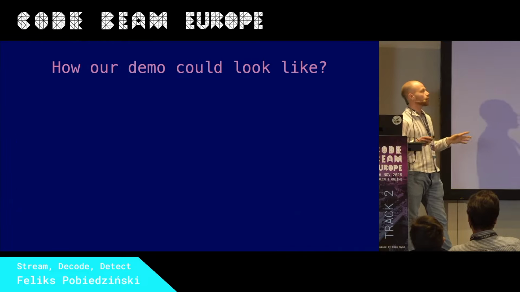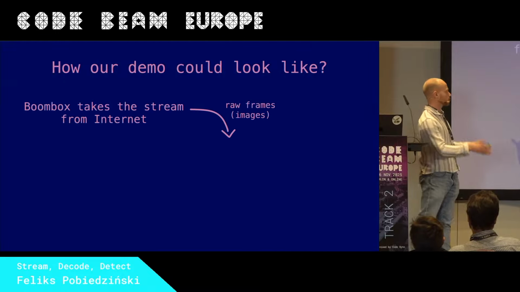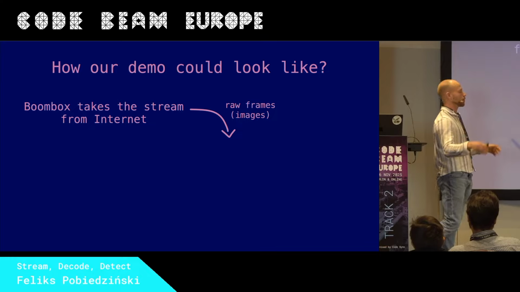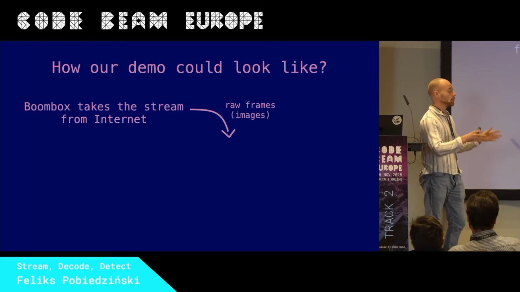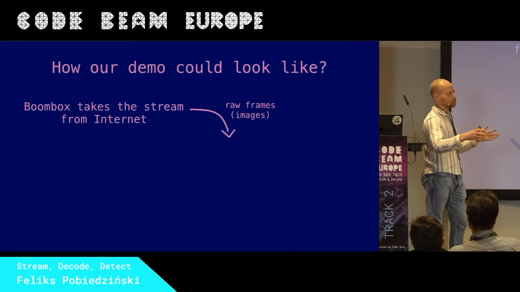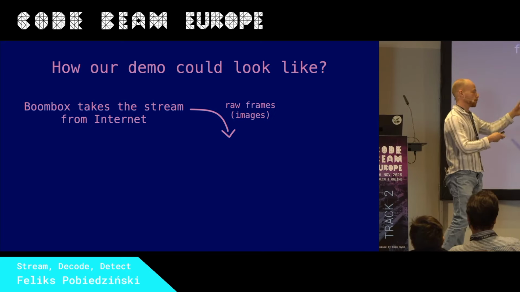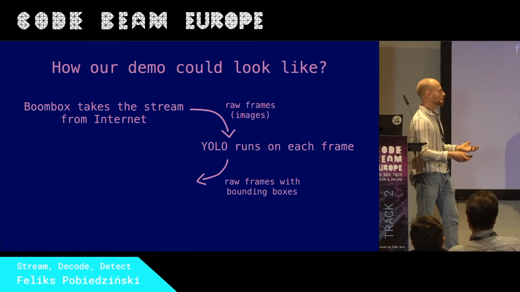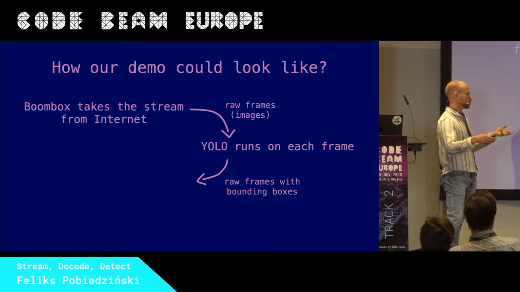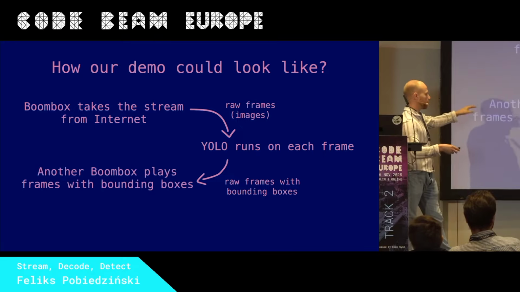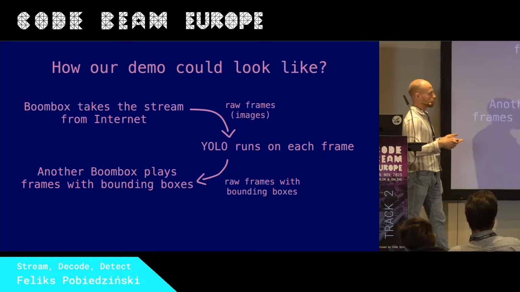Okay, so let's think right now about how our demo could look. First, we could start with using Boombox to take the stream, decode it, and ingest it into our code. A decoded video stream is a stream represented as a series of images, like snapshots of the video stream. The frames of a decoded stream are called raw frames, as you can see. Then we would pass the stream frame by frame to the YOLO model. Then we would visualize the model output as bounding boxes and, at the end, use another Boombox to play the modified stream. And this approach is not bad.